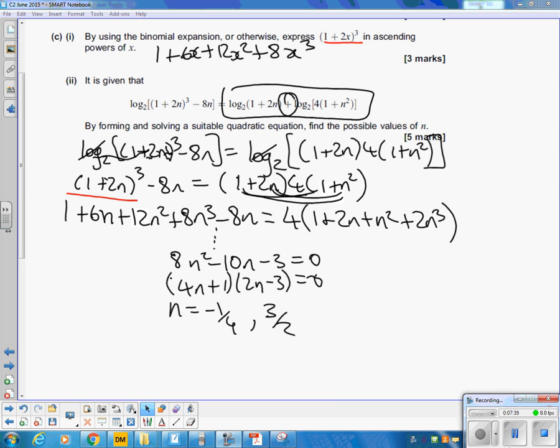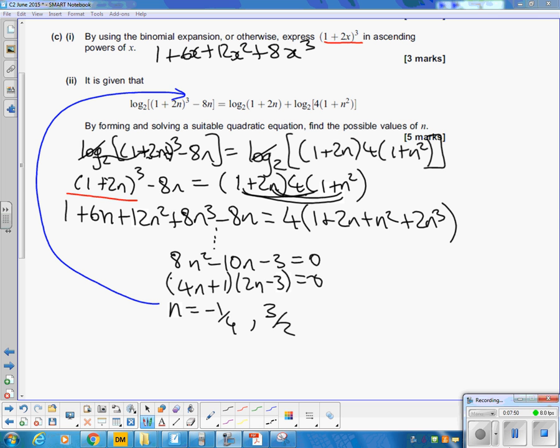That is the answer, but it is always with log questions worth just checking by putting both of these values back into the original and making sure that you don't get either log 0 or log of a negative, because remember that's impossible, we can't do log of 0 or log of a negative number.